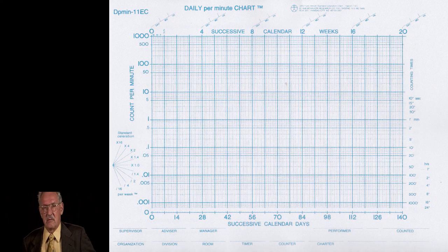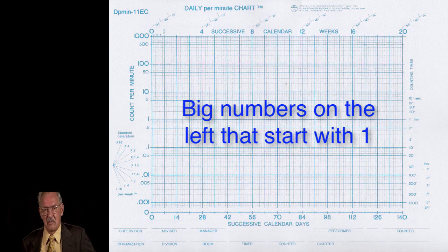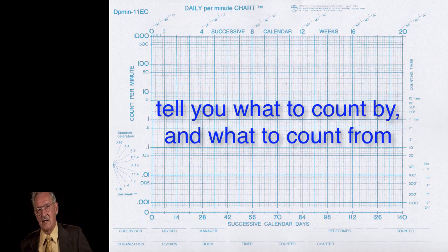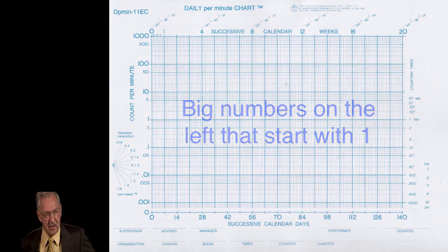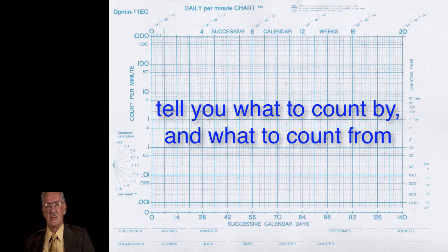A friend of ours, Michael Maloney, gave us a little jingle that helps us work with those numbers on the left-hand side of the chart. And the little jingle goes like this. Big numbers on the left that start with 1 tell you what to count by and what to count from. Okay, let's try it again. Big numbers on the left that start with 1 tell you what to count by and what to count from.